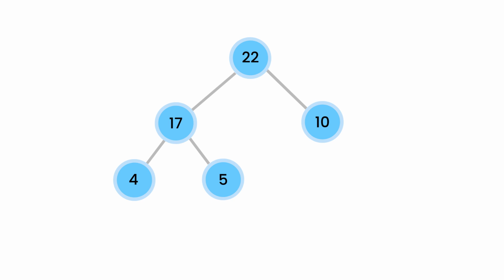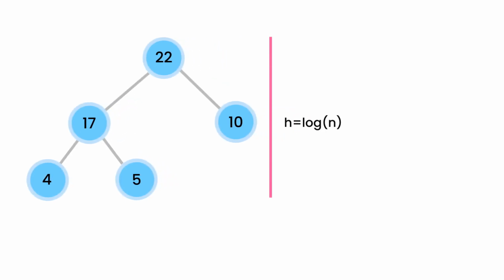Also, in math, we can prove that in a balanced binary tree with n nodes, the height of the tree is equal to the logarithm of n. This is the reason why the time complexity of searching for a value in a binary search tree is O of log n, because the maximum number of comparisons we need is equal to the height of the tree. So we could either say O of log n or O of h. H equals log n, okay?